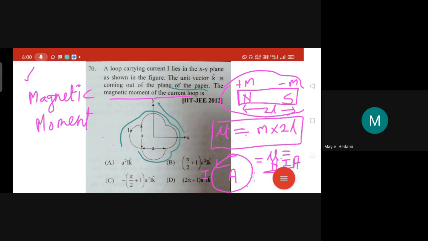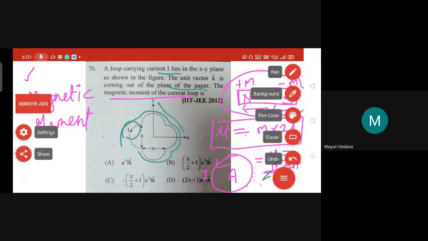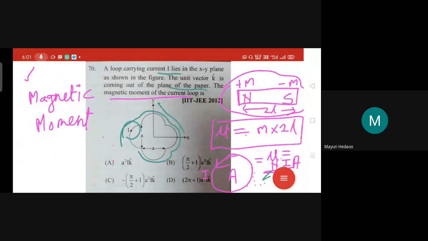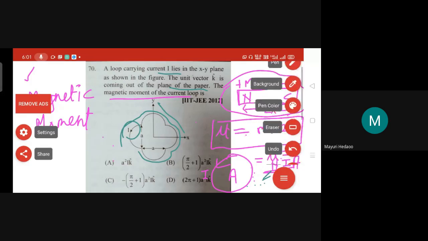So simply you have to use this expression: magnetic moment is current into area. The current is I, given. You have to find the area of this loop. So please try to find out the area of this loop. All are getting what is magnetic moment? It is simply the product of current and area. I am clearing all this and showing the new image where you can see clearly how to calculate the area of this loop.